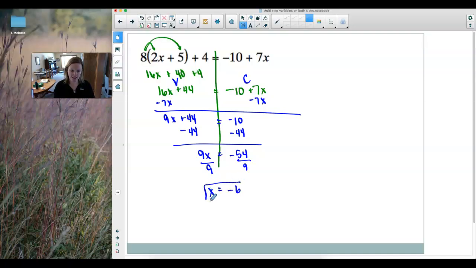Be careful with negative signs so that you don't forget them. Sometimes that is the mistake we make in our problems. Just throughout the whole problem, don't forget about the negative signs.